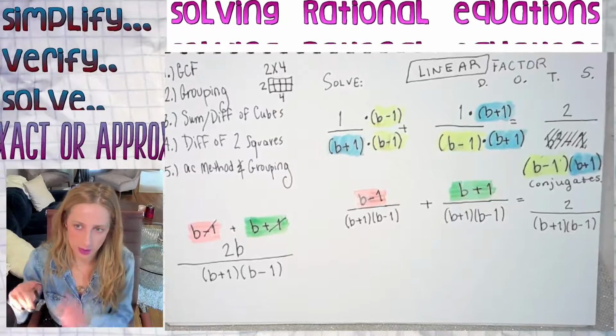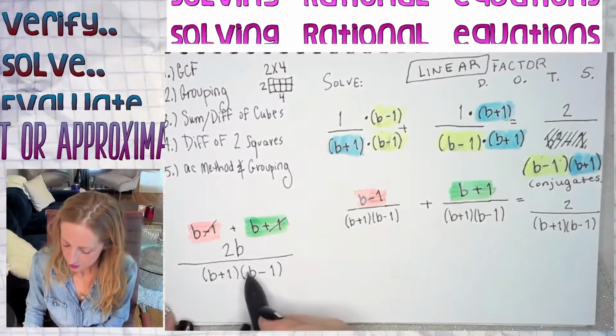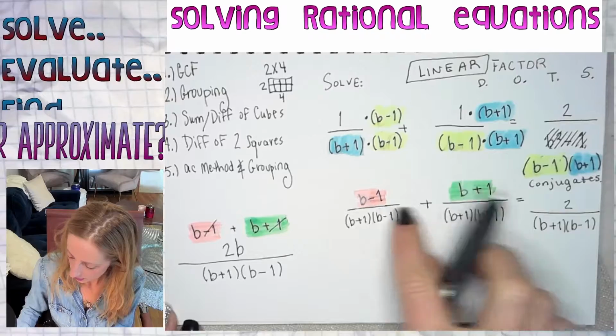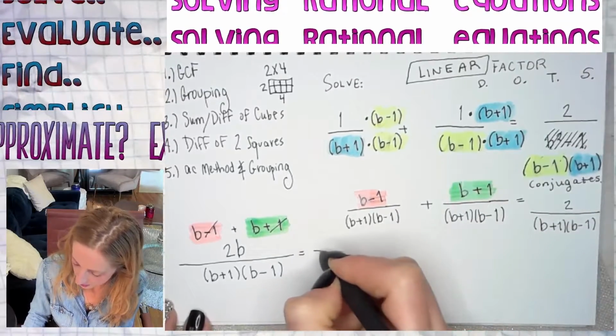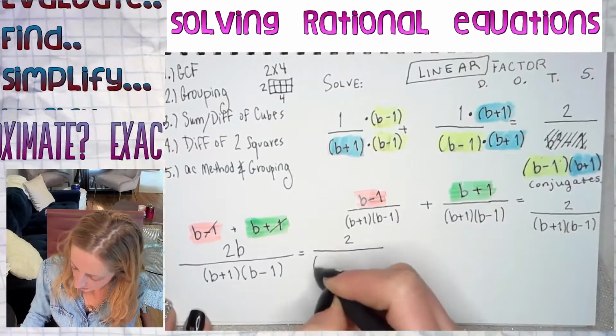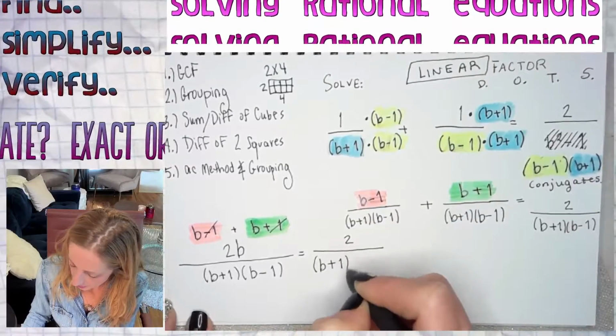B times B by B with the X, okay? Now that's just the left side, and that still equals this over here. A 2 on top, and it still has B plus 1 and a B minus 1 on bottom.